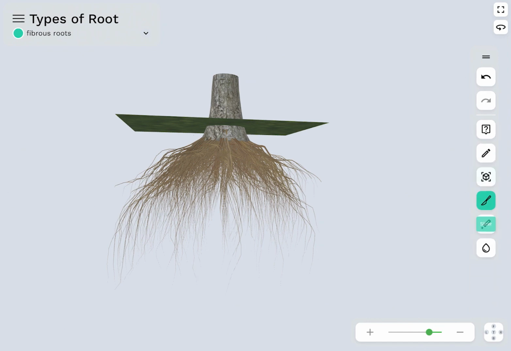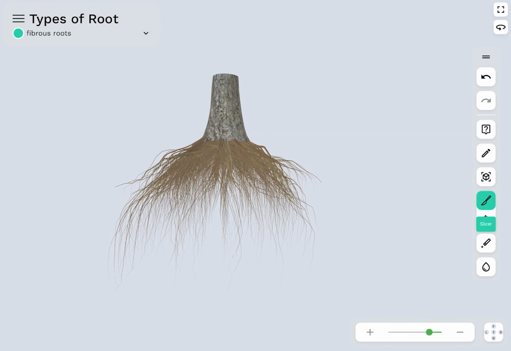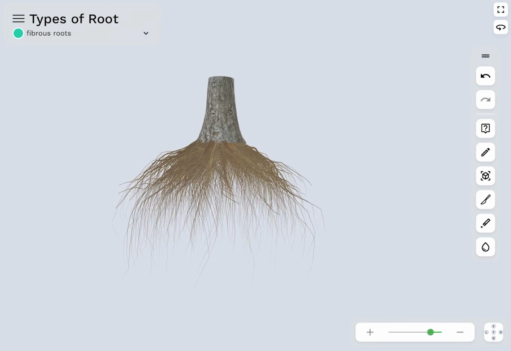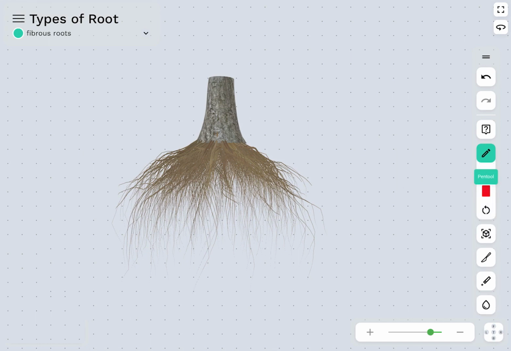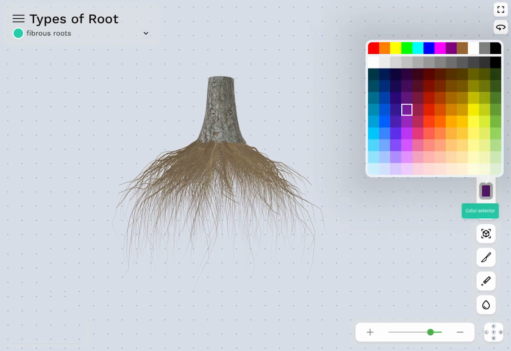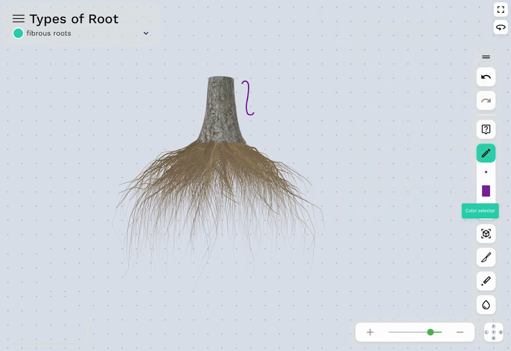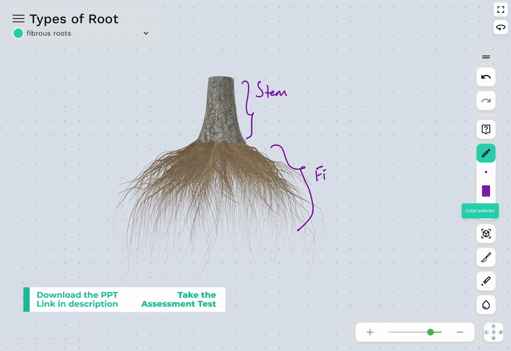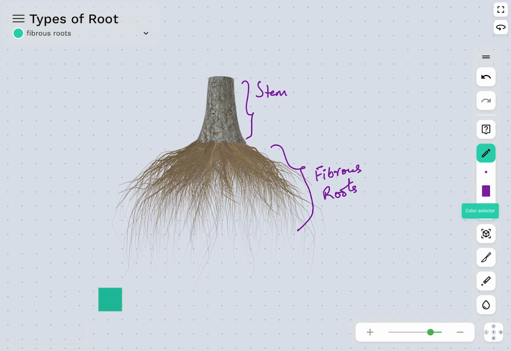Let me show you a little bit more about this. You can see how the figure looks: the upper portion is the stem part. If we have to label it, this upper portion is the stem portion, and these are all the fibrous roots, which are originating from the base of the stem. All right, so this is the case.